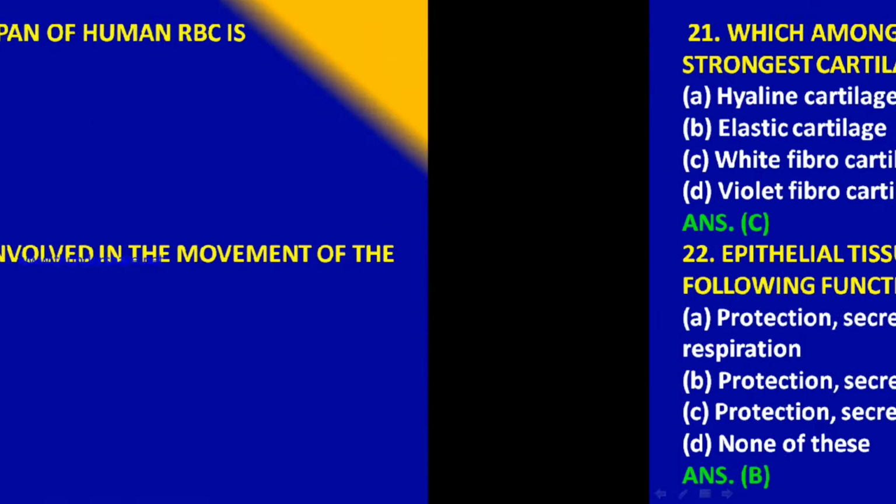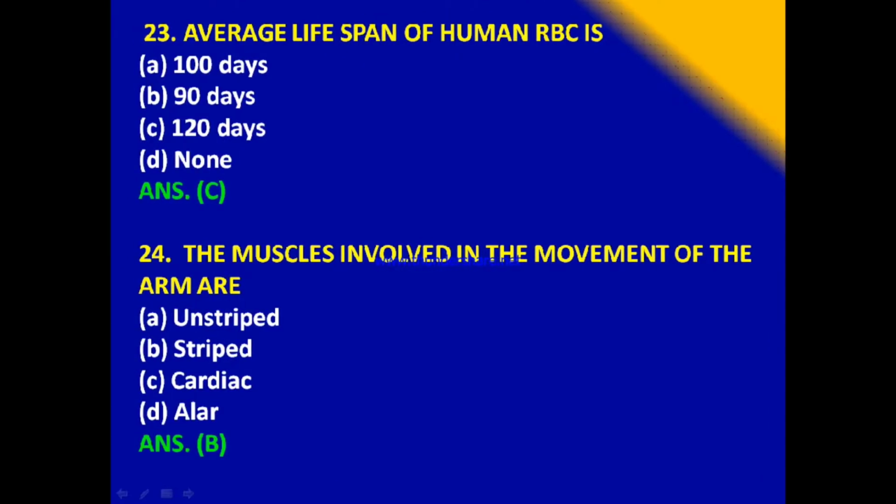Number 23 question. Average lifespan of human RBC is 100 days, 90 days, 120 days or none. So we know already the answer. The lifespan of human RBC is 120 days. Option C is the right answer.